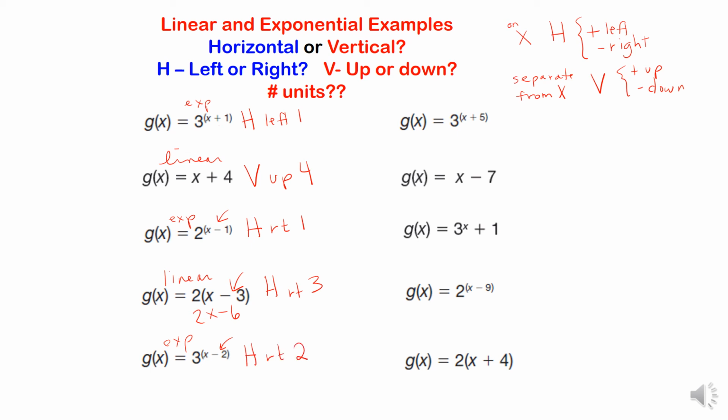So you can stop this and try the next 5 if you want to, or you can keep going with me, but you need to decide if you understand this yet, okay? All right, so over here, I know that this is exponential, and it's on the argument, so that means it's horizontal, and it's plus, so that means it goes left 5.